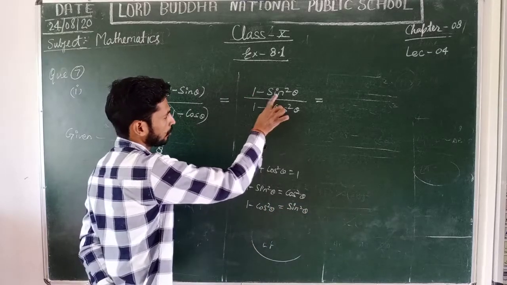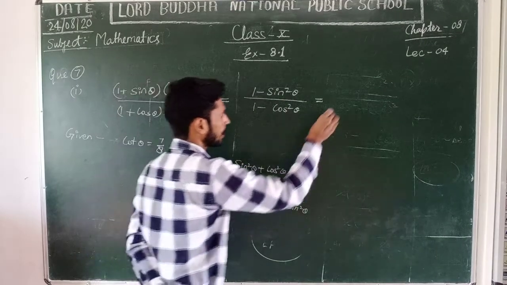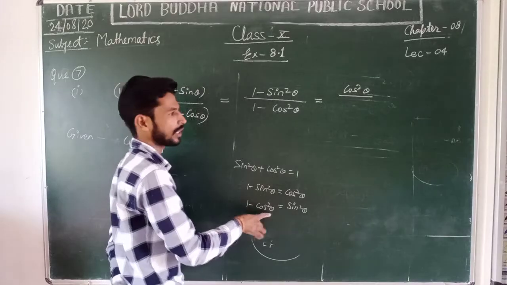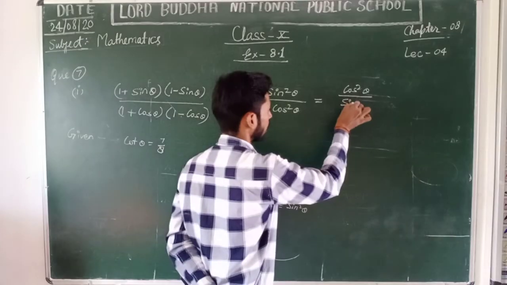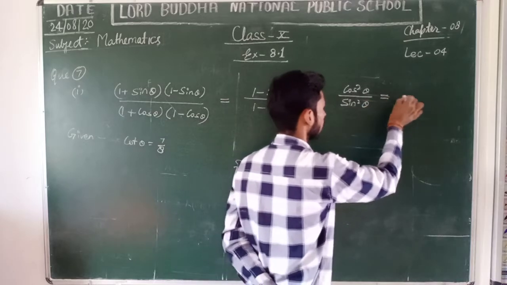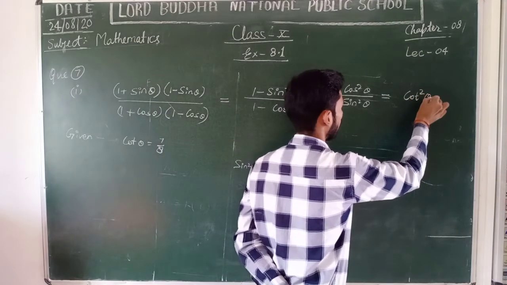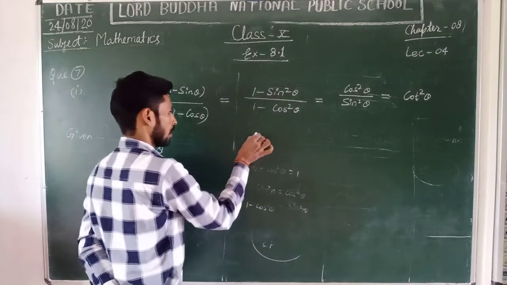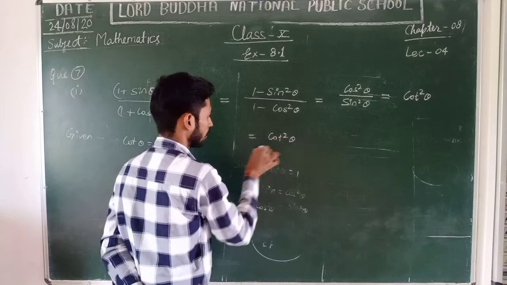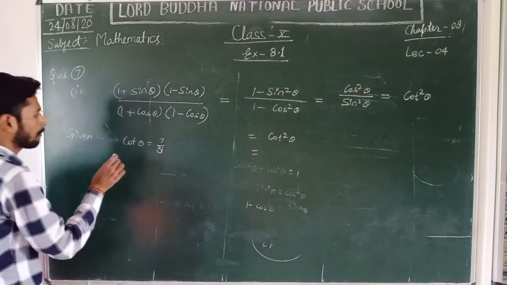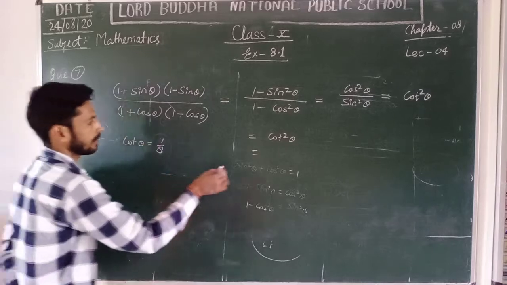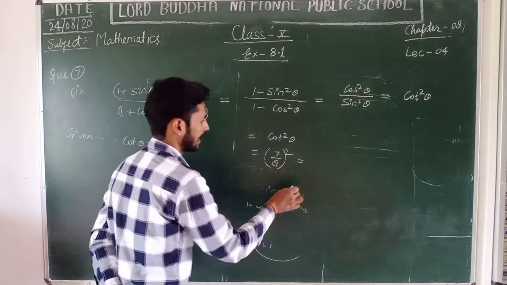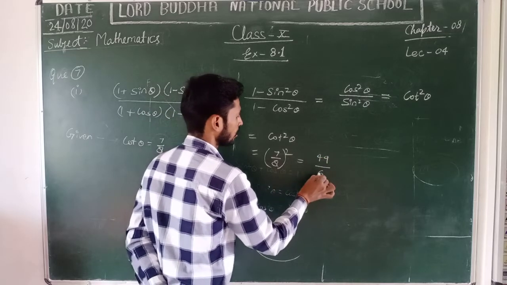And in place of 1 minus sin square theta we can put cos square theta, and in place of 1 minus cos square theta we can put here sin square theta. So this is cot square theta, and then cot square theta is equal to, what is the value of cot theta? 7 by 8. So here 7 by 8 square. So the answer is 49 upon 64.